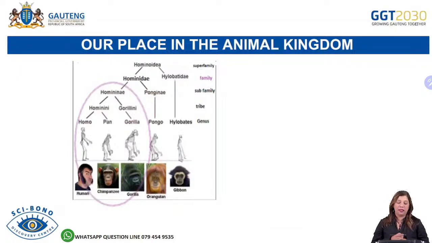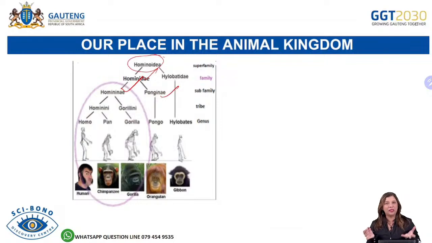So this is our place. Here we have our place in the animal kingdom. We start off with the Hominidae. There we go. And then it branches out into Homininae and Ponginae. Okay? And we know how to read mind maps. So this is simple for us. We know that we are all not together.